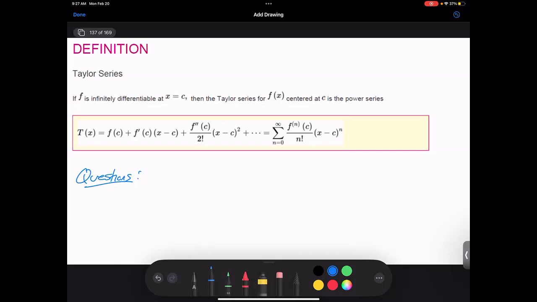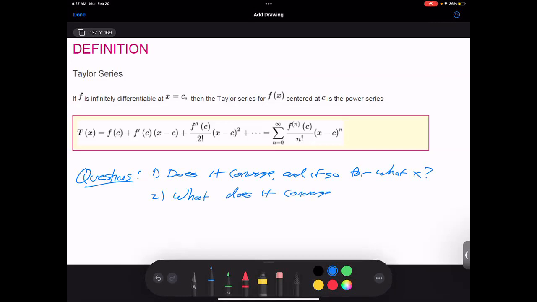Does it converge? So one, does it converge? And if so, for what x? The next is, what does it converge to? What would you like it to converge to? You want it to converge to 0.